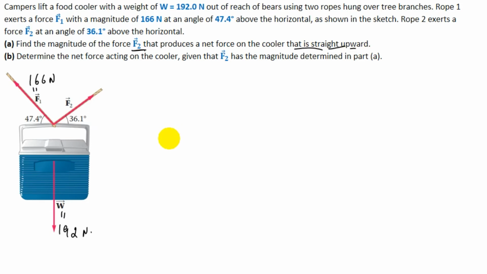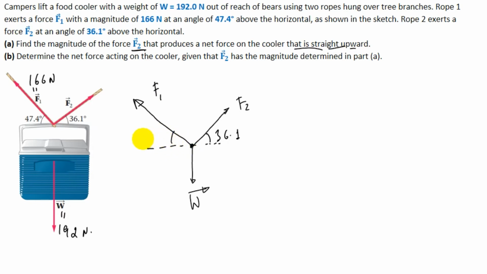Okay. Now first what I'm going to do is make the free body diagram, and for that we can consider this object to be a point mass object. So this is point mass. Now the weight force is along the downward direction, this is W. F2 force is along this direction, this is F2, and this angle we are given to be 36.1 degrees. Then F1 is along this direction, this is F1. And this angle we have 47.4 degrees, right?